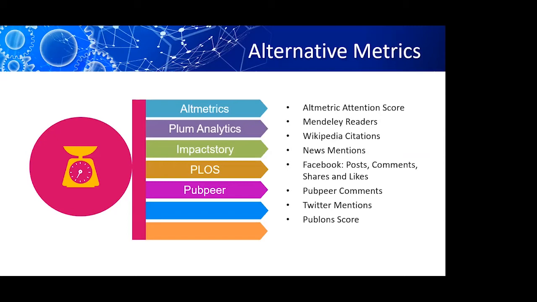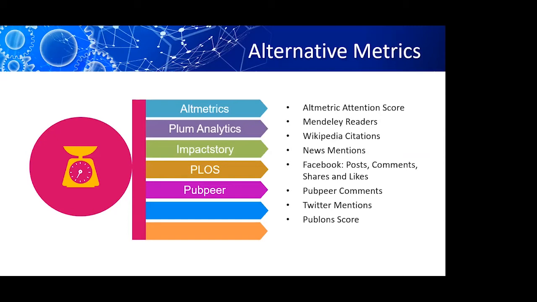And here, the major considerations are Altmetrics, Plum Analytics, ImpactStory, Loss, Peer. These are major considerations of research metrics, which provide different indicators for evaluating the performance of books or authors or articles or institutions. And apart from these, we can consider Altmetric attention scores, Mendeley readership, then Wikipedia citations and mentions, news mentions, Facebook posts, comments, shares, and likes.